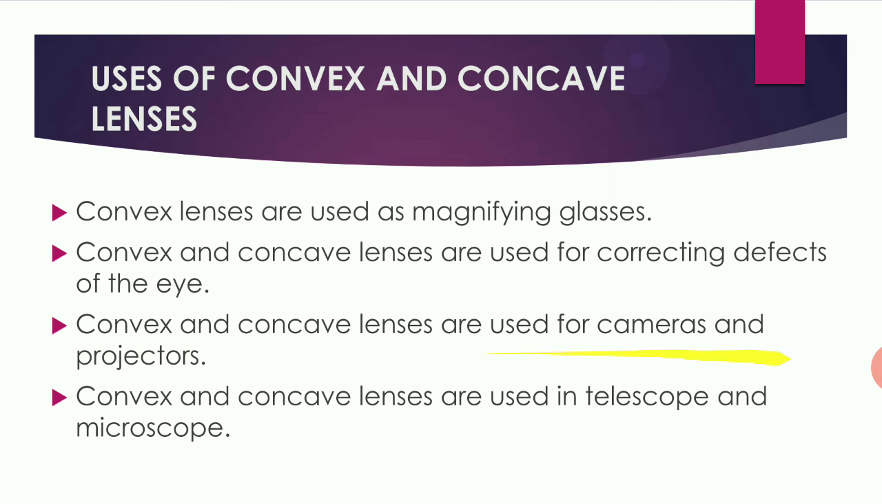Next, concave and convex lenses are used in cameras and projectors. Similarly, concave and convex lenses are used in telescopes and microscopes. These are the uses of convex and concave lenses.